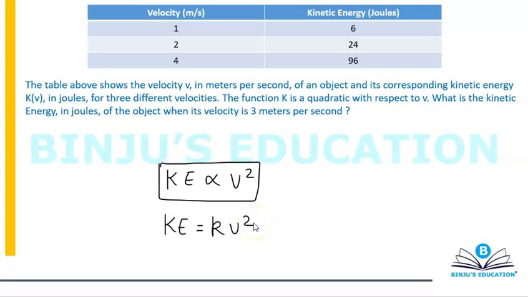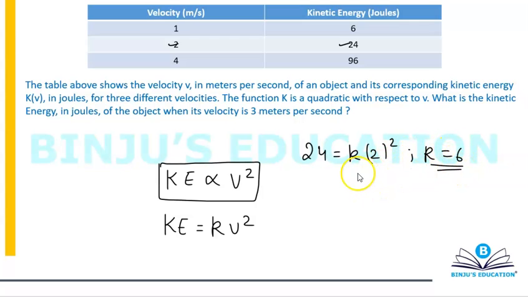Now what is k? K would be some constant, proportionality constant, that we do not know, probably something we need to calculate. What is the kinetic energy of the object when its velocity is 3 meters per second? Because the first thing is we need to calculate the value of k. So if I use 2 and 24, I should get 24 is equal to k into 2 square. So from here I'm going to get k is equal to 6.